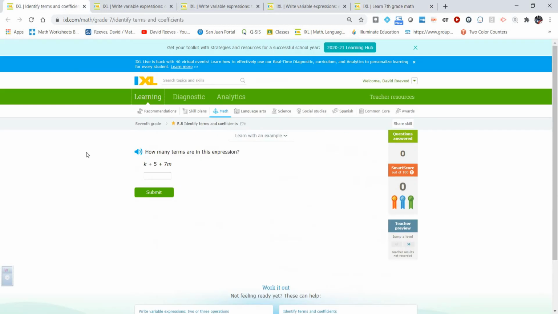All right, so R8 right here, identify terms and coefficients. So hopefully you had a chance to go through the Khan Academy material, which means I shouldn't need to spend too much time. All right, an expression, an algebraic expression, is made up of terms, and each one of those terms can be a constant, like 5, a variable like k, or the product of a constant and a variable like 7m. And each one of those terms is separated by addition or by subtraction.